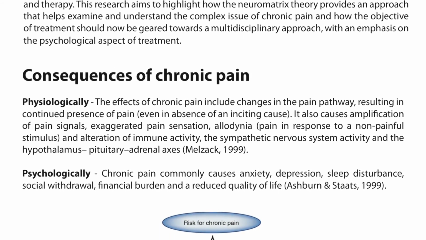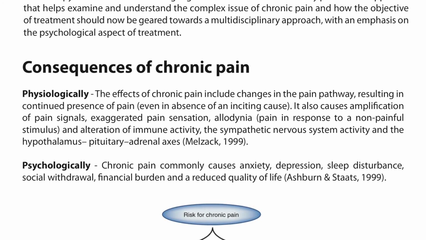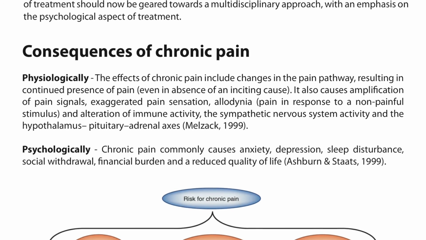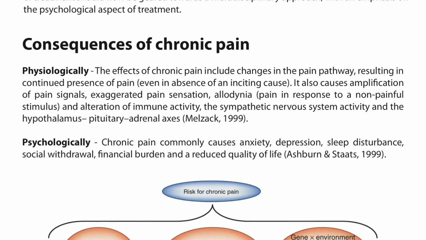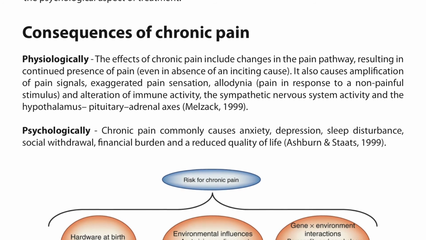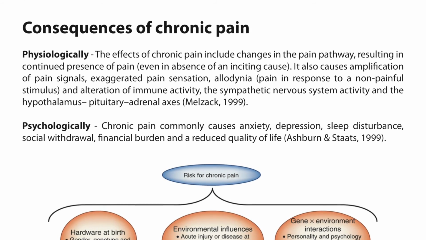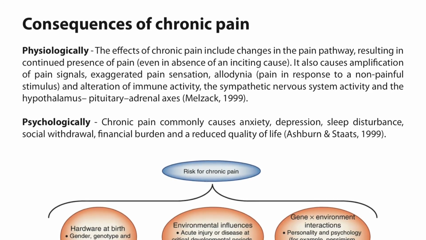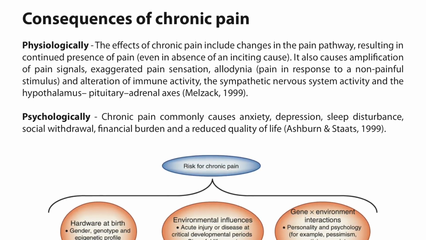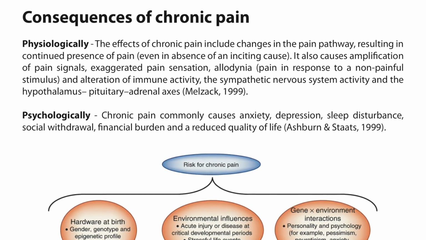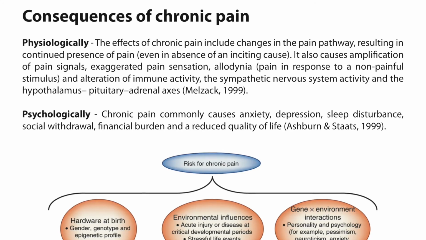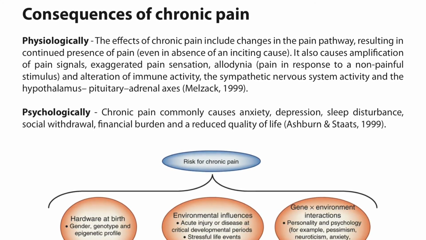So what are the consequences of chronic pain? Well, physiologically, the effects of chronic pain include changes in the pain pathway, resulting in continued presence of pain, even in the absence of an exciting cause. Amplification of pain signals, exaggerated pain sensation, allodynia, which is pain in response to a non-painful stimulus, an alteration of immune activity, the sympathetic nervous system activity, and the hypothalamus, pituitary, adrenal axes.